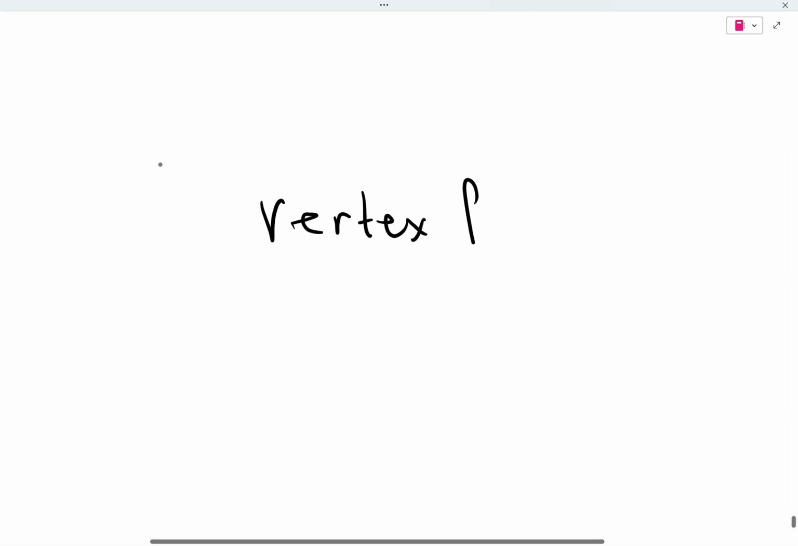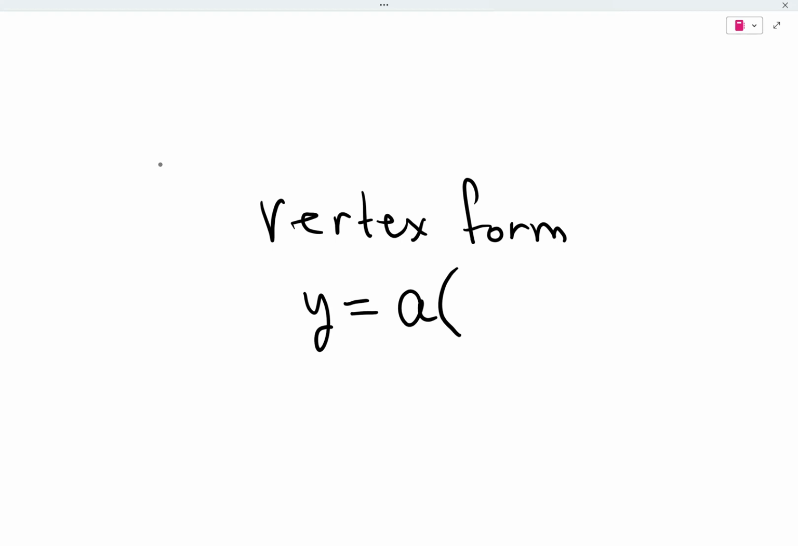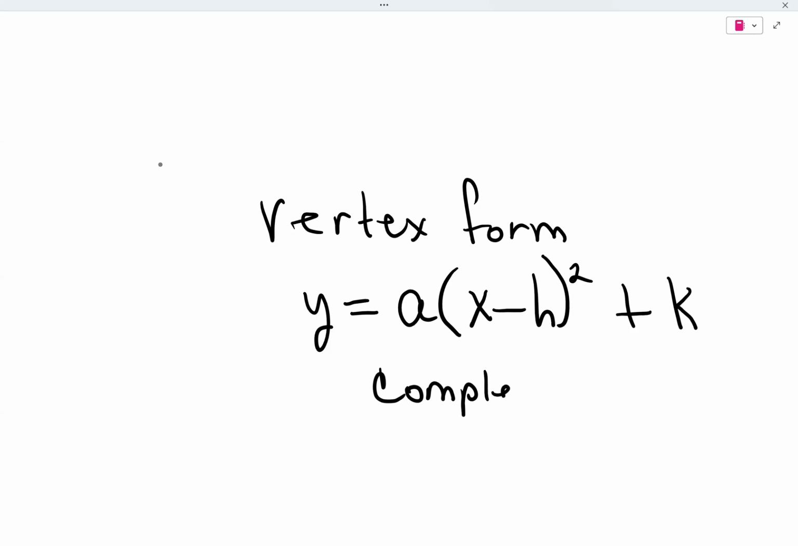Real quick, I just want to mention another type of parabola formula. It's called vertex form. This is where you have y equals some a value, and obviously (x minus h) squared. So that's a horizontal shift, and then plus k. Just remember k is always true to itself. The h is not. And this is where we start getting the concept of completing the square.